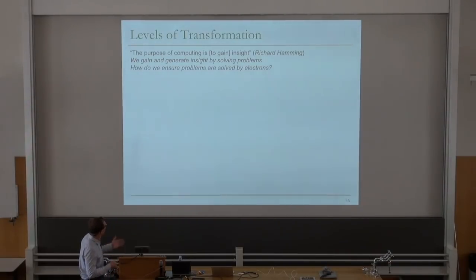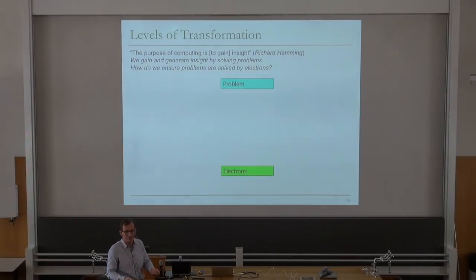So the key question is, how do we ensure problems are solved by electrons? That's the levels of transformation, or the transformation hierarchy, or some people call it the computing stack, if you will. But they're referring to this thing. You start with a problem, and in the end, you've got to communicate with the electrons to get your problem solved. Clearly, we don't yet know how to speak the language of electrons as humans, but maybe with brain-computer interfaces, we'll get there also. We don't know at this point.